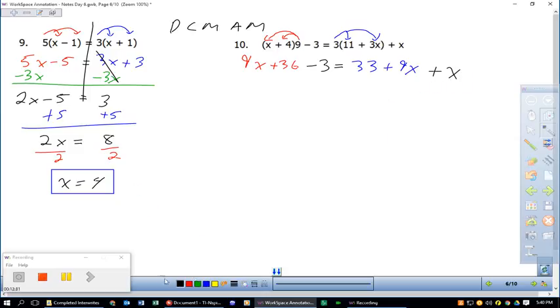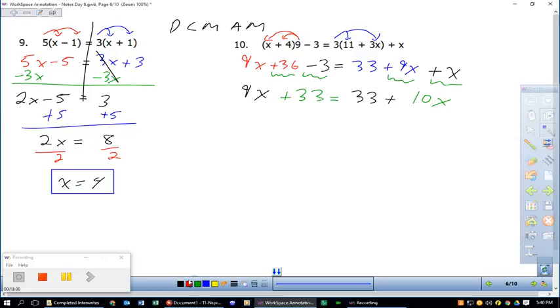Next, we can combine like terms. So we have on the left side 36 minus 3, which will give us plus 33. I'll bring down the 9x. 9x plus 33. And on the right, we have 9x and x can go together. So we get 33 plus 10x.